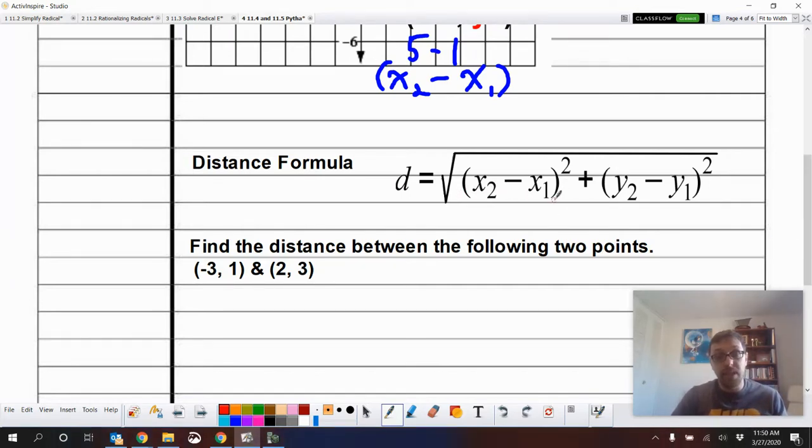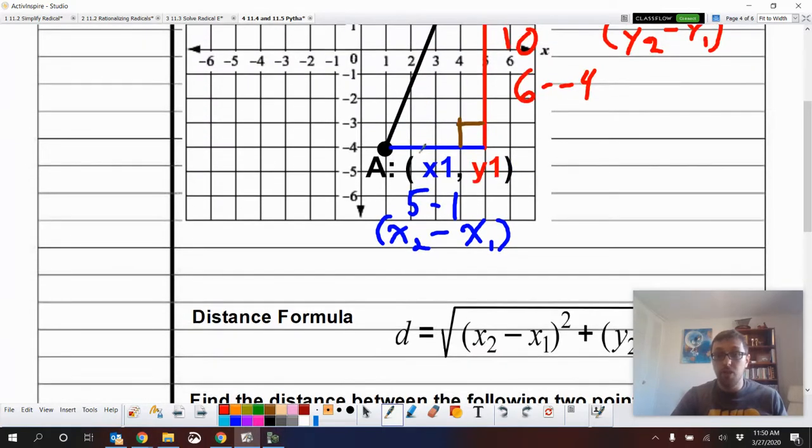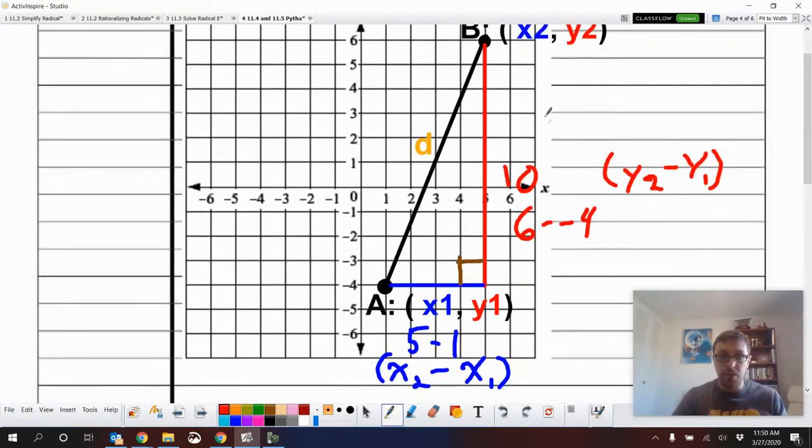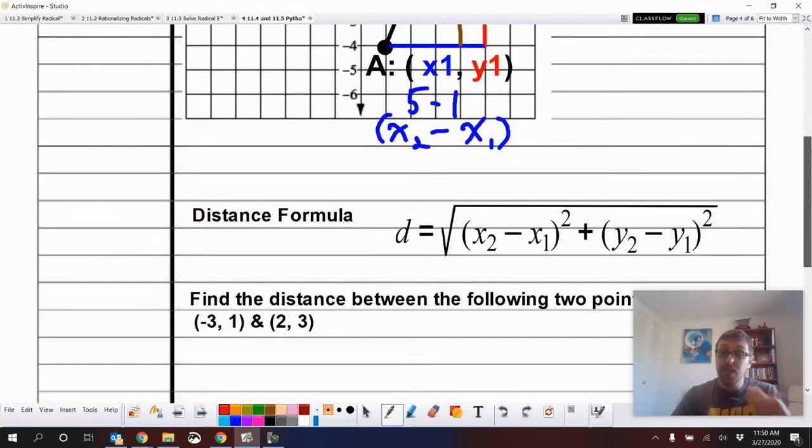This is one of the legs of our right triangle. You could think it's this bottom piece right here. And then this is another leg of our right triangle. So this red piece right here. And then the distance is just the hypotenuse. But we don't want the distance squared. We just want a distance. So we square root. That's where this all comes from.